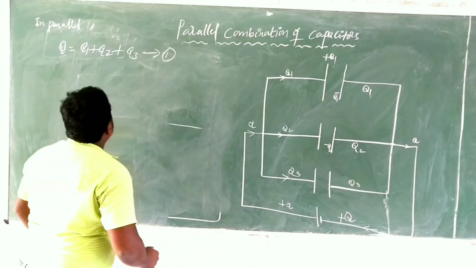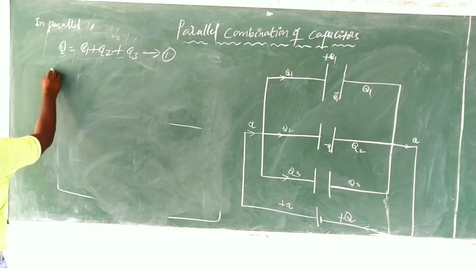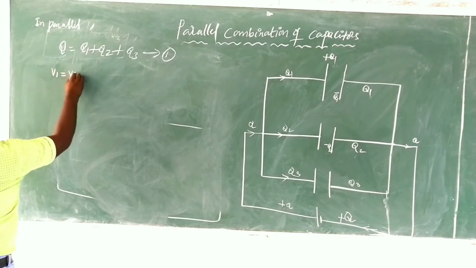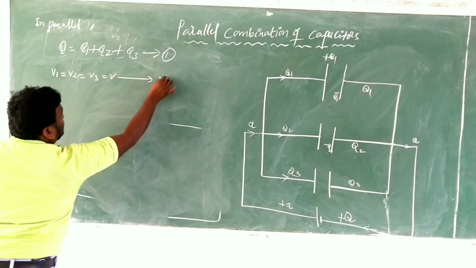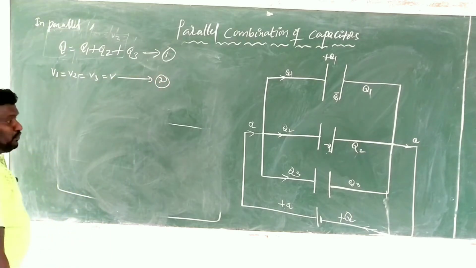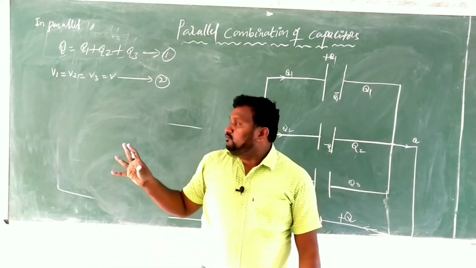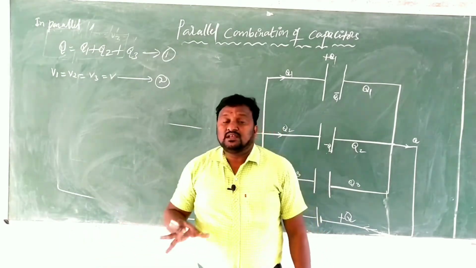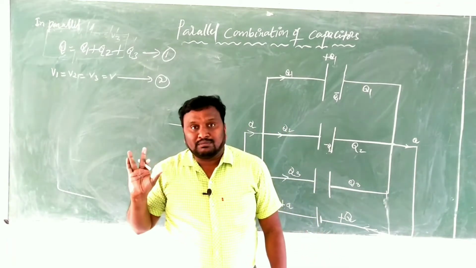And the next thing, what I told you up to now, in potential, V1 is equal to V2 is equal to V3 is equal to V. This is the second important point. The potential across every capacitor is equal to the potential applied by the battery. That's the point you have to remember.